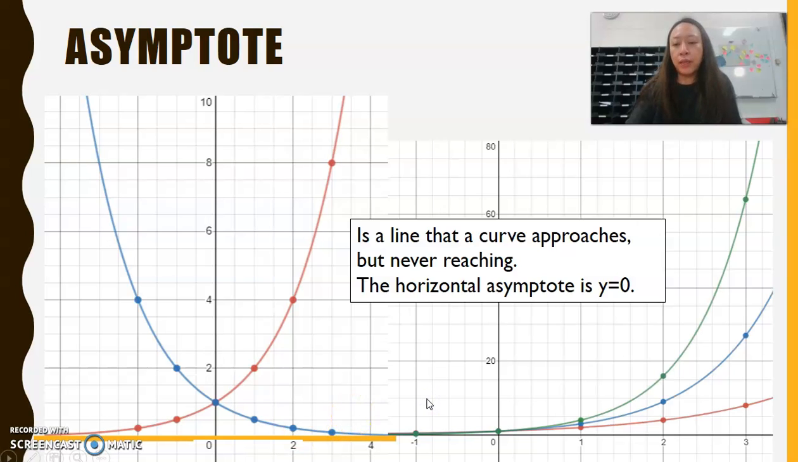If we look at the other graphs that we have done before, these are all exponential growth graphs. They also have a horizontal asymptote of y equals 0. That's the yellow line over here.